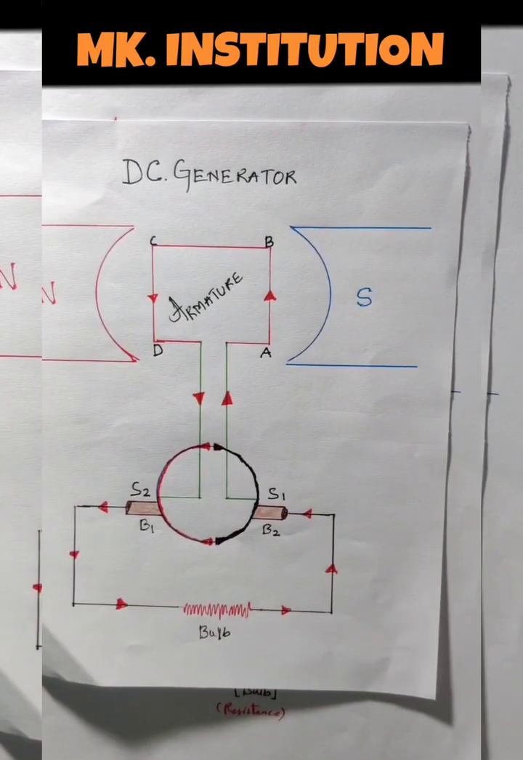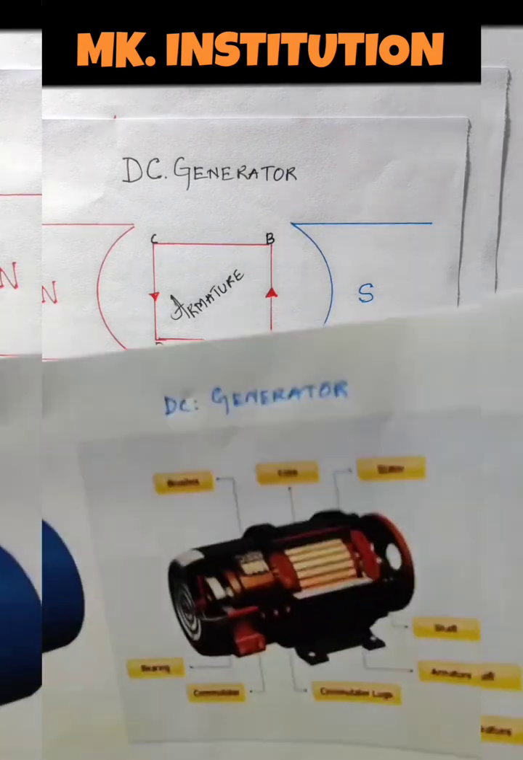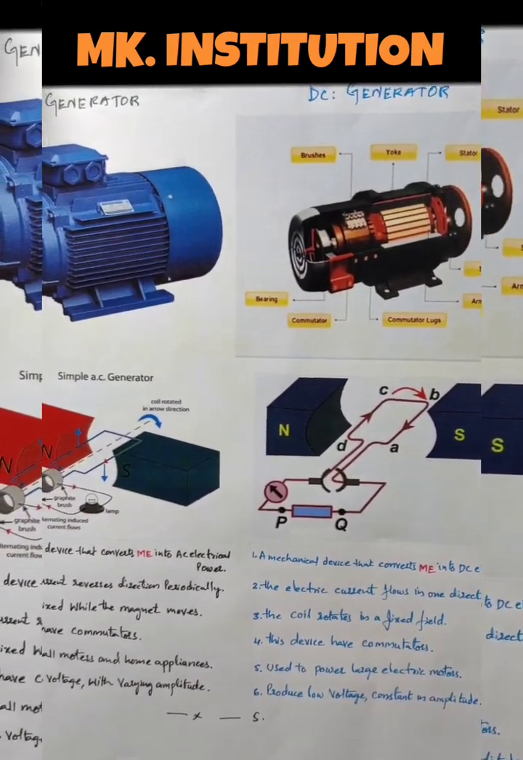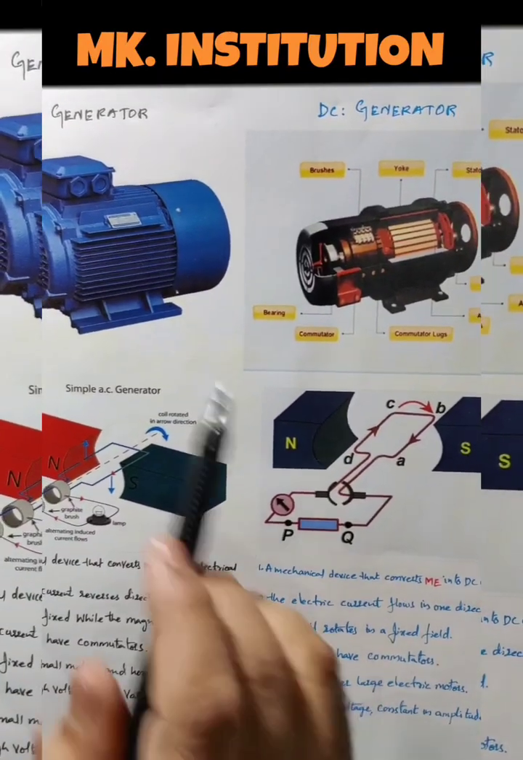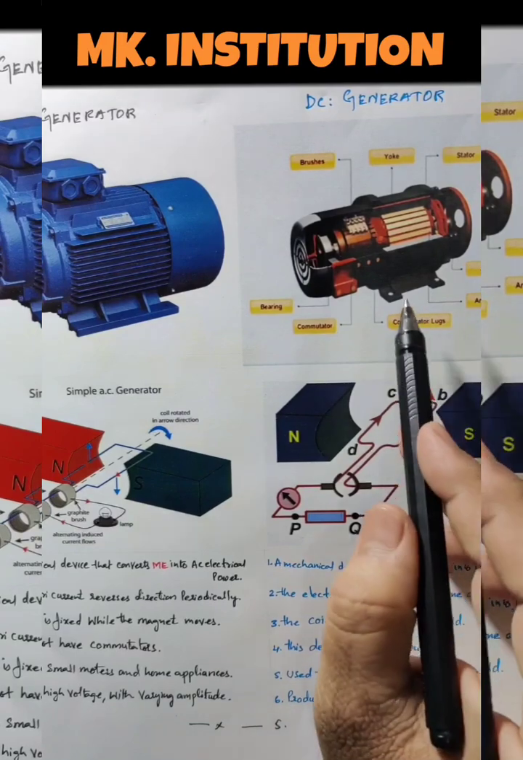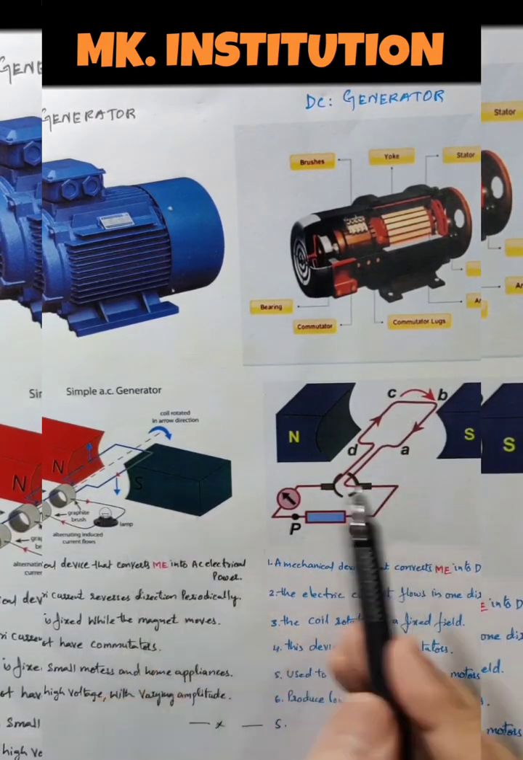Clear? Hope you understood. I'll send the answer also, don't worry. Along with the video, I'll give the answer. And these are the diagrams of the AC generator and DC generator. This is the AC generator. Already you're seeing this one, I think. And this is the DC generator, this one. We put the diagrams here.